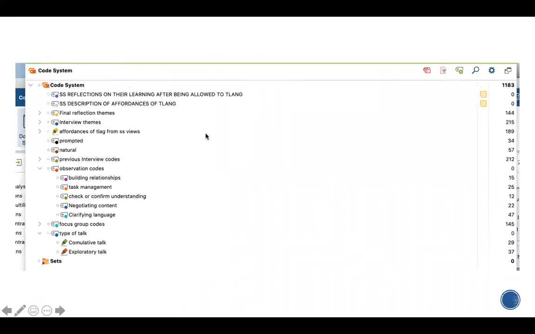Okay, just an example of the coding and all that. As you can see, the observation codes. So they use translanguaging to build relationships, for task management, to check or confirm their understanding, to negotiate content, and to clarify language.